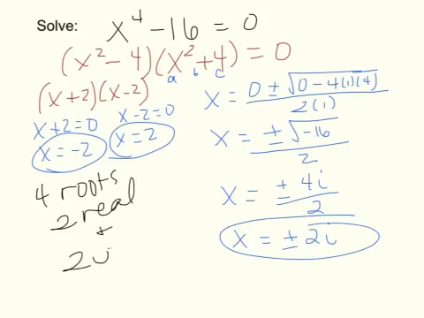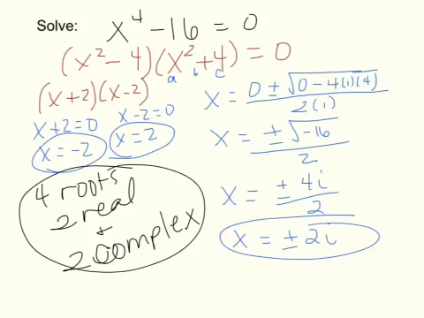Now remember that imaginary roots come in pairs, so you can never just have 1 complex. You must have 2. If you have 1 imaginary root, then you must have 2. Okay, so that's what this tells me. And remember about the graph, that it's going to cross at negative 2 and positive 2, and then it's not going to cross because imaginary roots don't cross the x-axis.